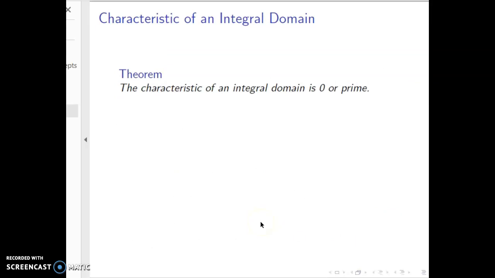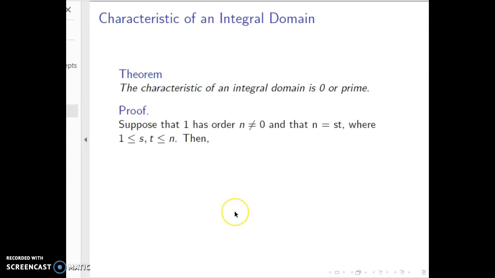The next theorem says that the characteristic of an integral domain is either 0 or it is prime. Let me prove that. Suppose 1 has order n which is not equal to 0 and suppose that n is s into t where s and t lie between 1 and n. Then I can write 0 is equal to n into 1. Now since n is equal to st, I can write this as st into 1, or s into 1 into t into 1.